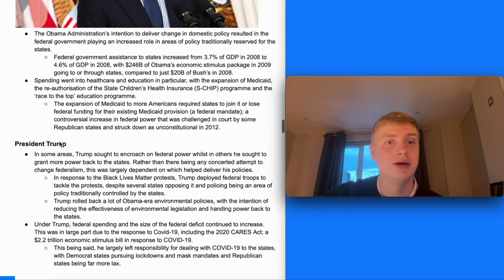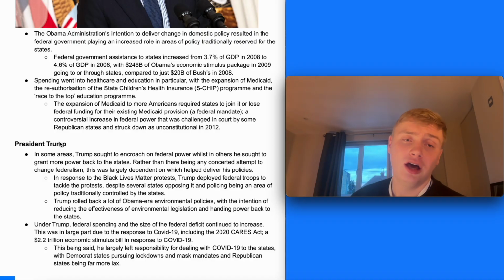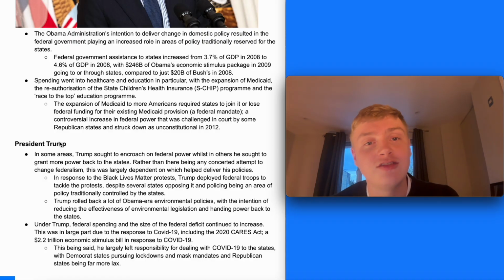If we move on to Obama, his administration's intention to deliver change in domestic policy resulted in the federal government again playing an increased role in areas of policy traditionally reserved for the states. Federal government assistance to states increased from 3.7% of GDP in 2008 to 4.6%. That says 2008, I think that should be 2010. With $246 billion of Obama's economic stimulus package in 2009 going to or through the states, compared to just $20 billion of Bush's in 2008.